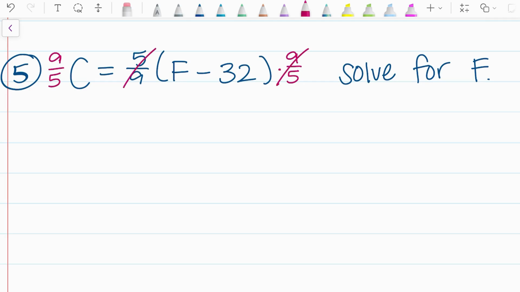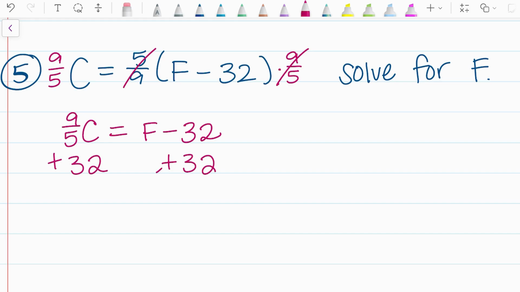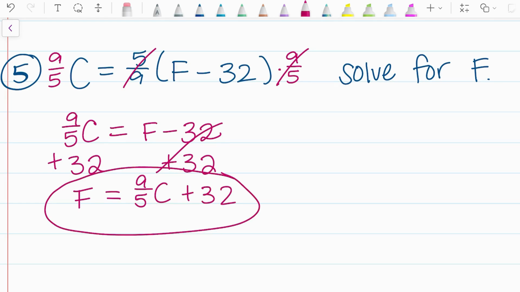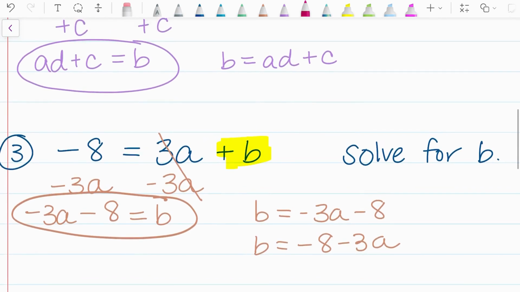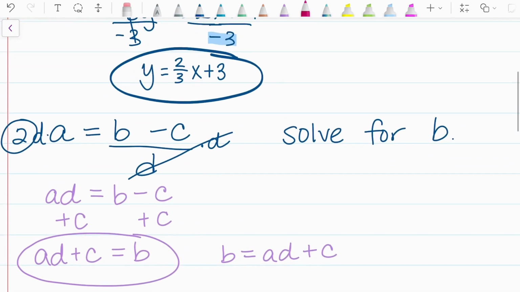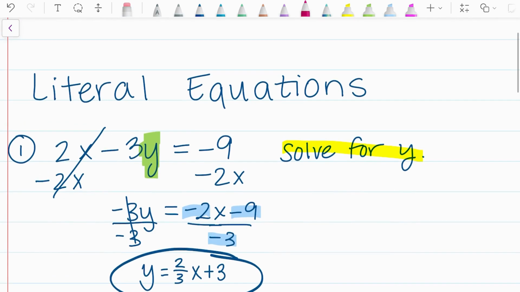And now I have 9/5 C equals F minus 32. And in order to get F alone, we need to do the opposite of minus 32, which is plus 32. And now we can write it as F is equal to 9 over 5 C plus 32. And this would be my final answer. So in all of these 5 examples, I am just rearranging equations using inverse operations the same way we would solve an equation, but we're just left with a formula that's been rearranged. Hope this helps.